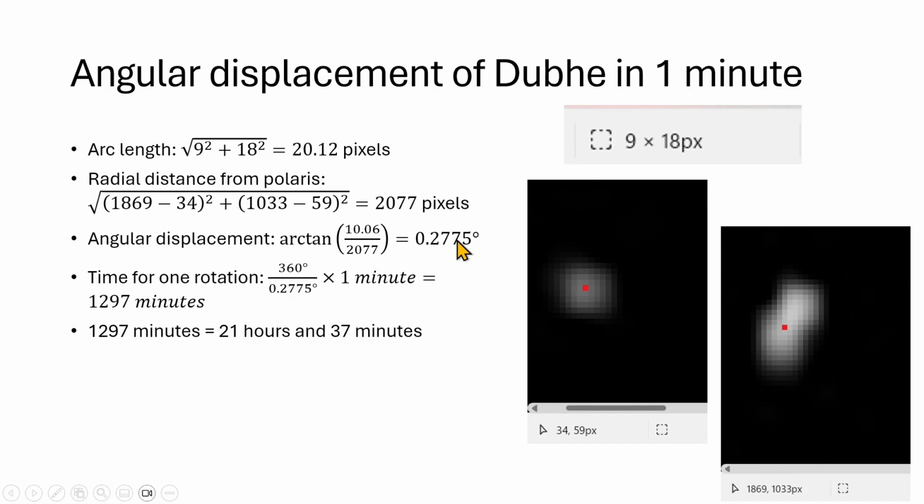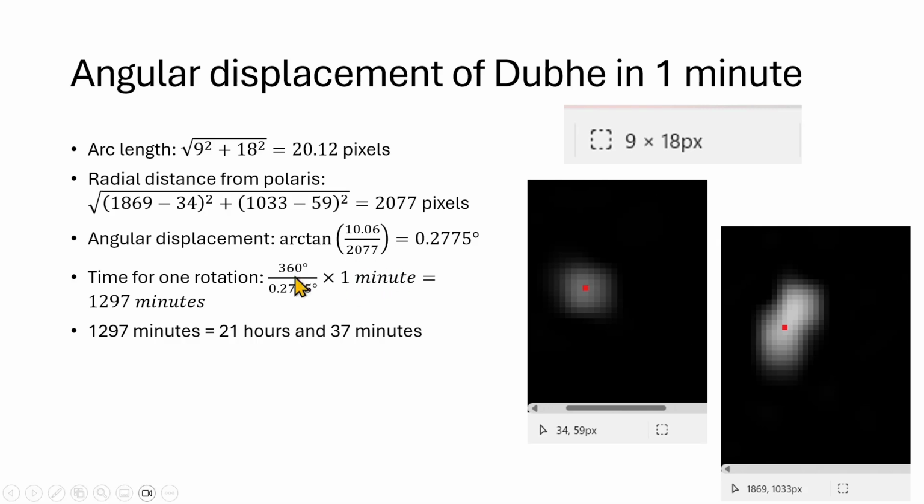So what proportion of a full circle, which is what you'd get in a sidereal day, is about 1/4 of a degree? Well, it's that divided by 360. So how long is a full day? Well, it took us 1 minute to get this angular displacement. So the full angular displacement across a full sidereal day divided by that should be the length of a sidereal day divided by 1 minute.